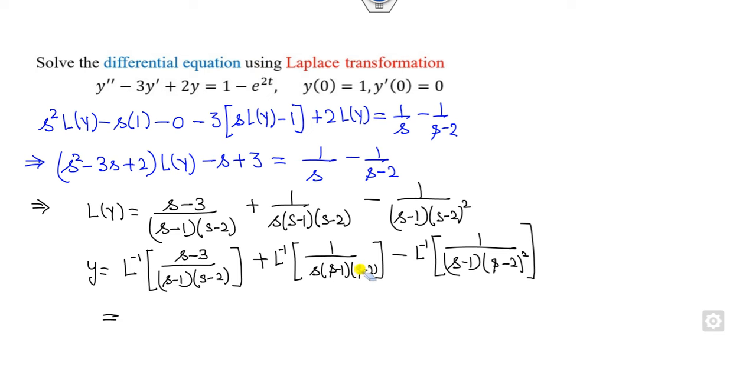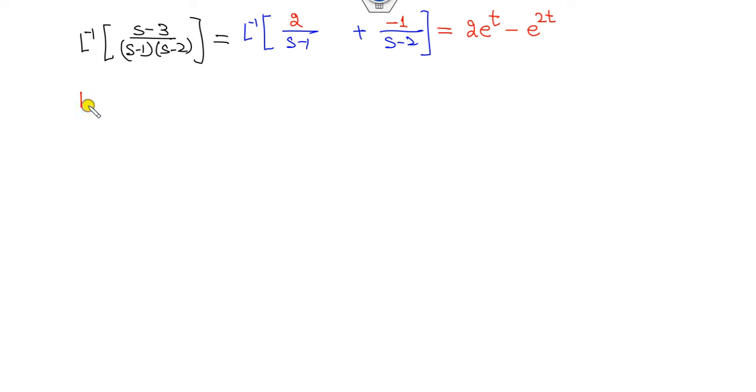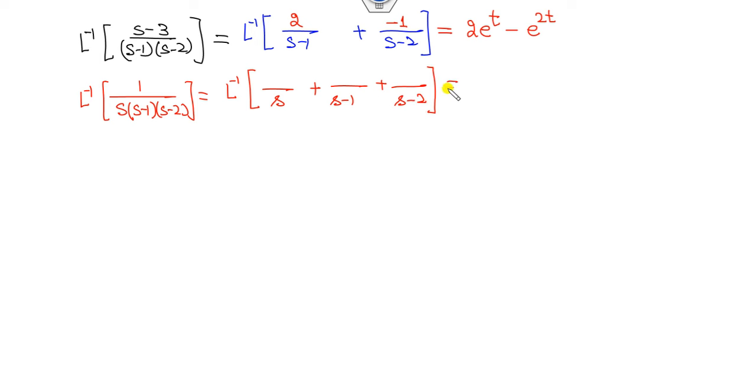Second part is 1 over s(s minus 1)(s minus 2). So L inverse of 1 over s(s minus 1)(s minus 2). Because all are linear factors, I can write the partial fraction. When you substitute s equal to 0, it's 1 over (minus 1)(minus 2), that is 1 over 2. When you substitute 1, it's 1 times minus 1, that is minus 1. When you substitute 2, it's 2 times 1, that is 1 over 2. So what is the Laplace inverse of this? Half, minus e raised to power t, plus half e raised to power 2t.